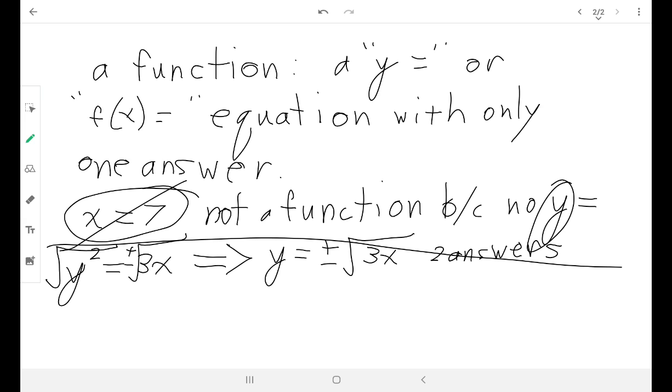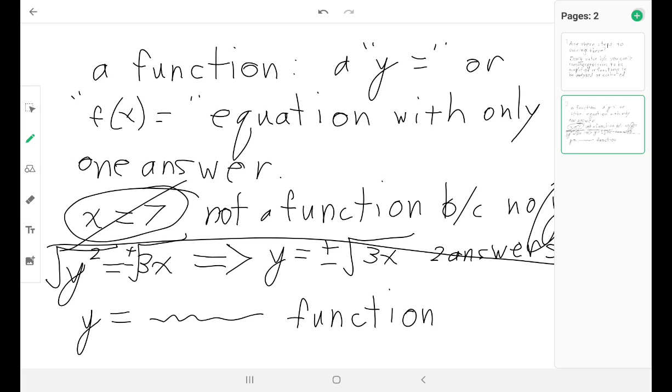So if you solve it for y and you get more than one answer, then you're talking not a function. If you get y equals some stuff when you solve it, any stuff at all, as long as it's only one answer, that is a function. Okay?